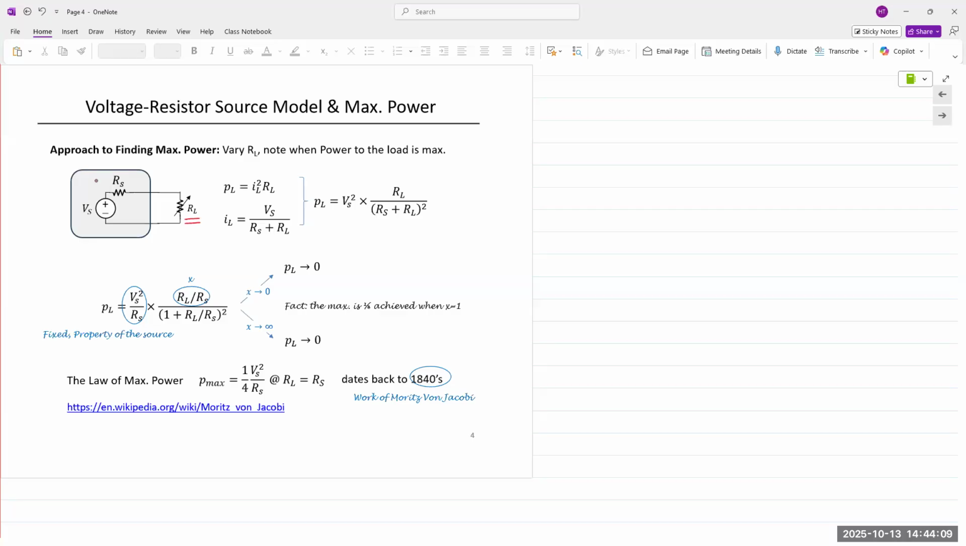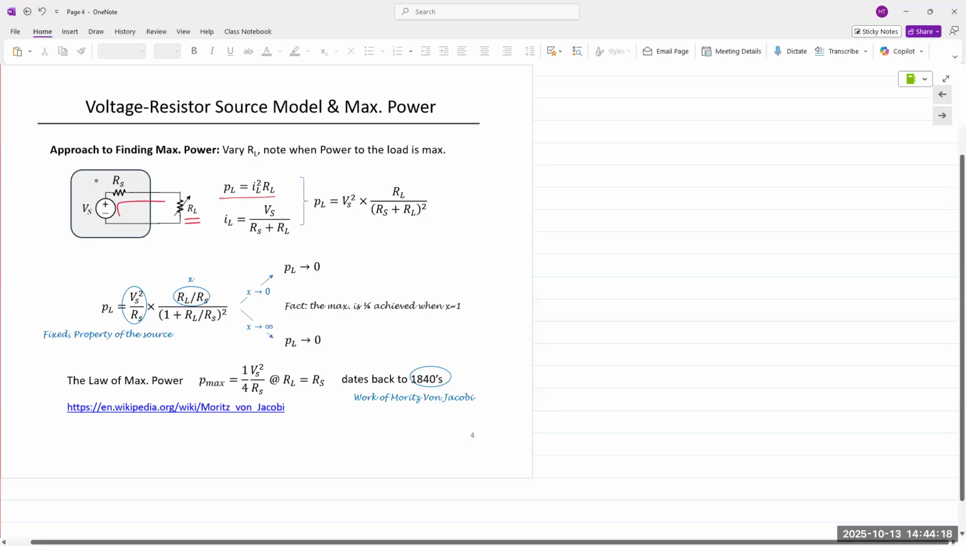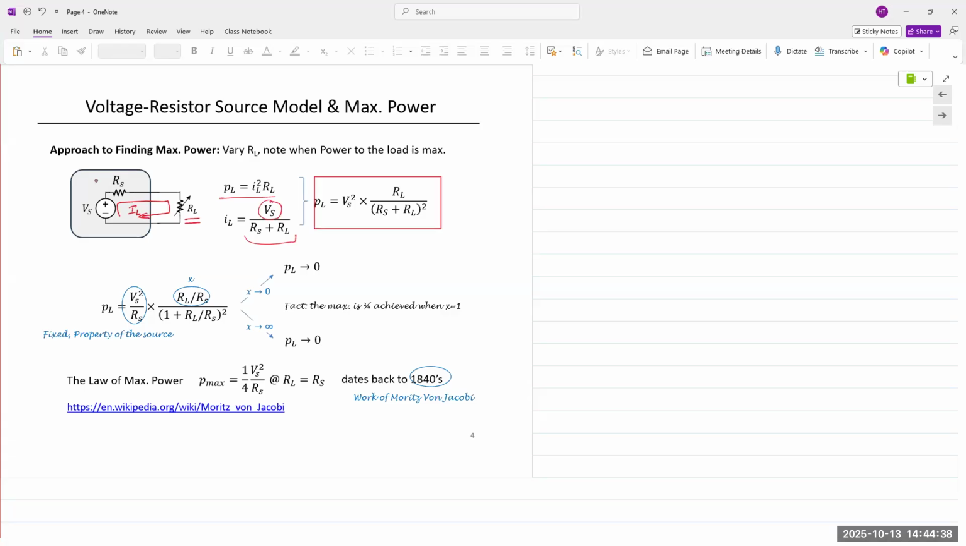So standard equation, power is equal to I squared times R. So PL is IL squared times RL, and IL is the current that's flowing through the circuit. Again, apply Ohm's law. I is equal to V over R, where total R is Rs plus RL. Thus, we get an equation for PL: Vs squared times RL over (Rs plus RL) squared.